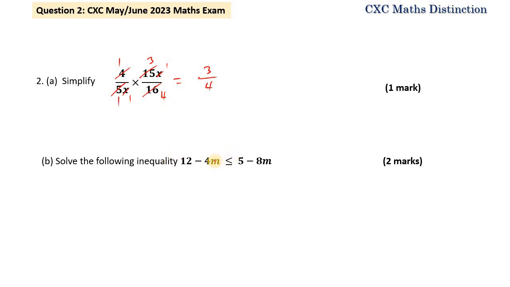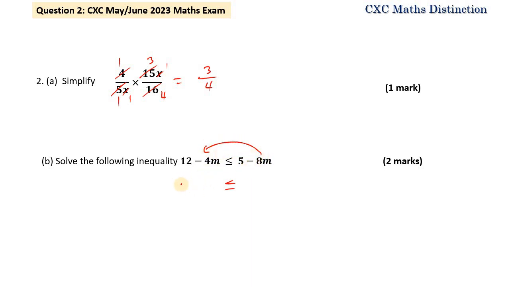Next, we want to solve the following inequality. Now, every step of the way, we keep putting back the inequality. That's important, unless we divide by a negative or multiply by a negative number, where we'd have to flip the sign around. But in this case, we're going to just transpose terms. So we want to get the m terms on the left-hand side.